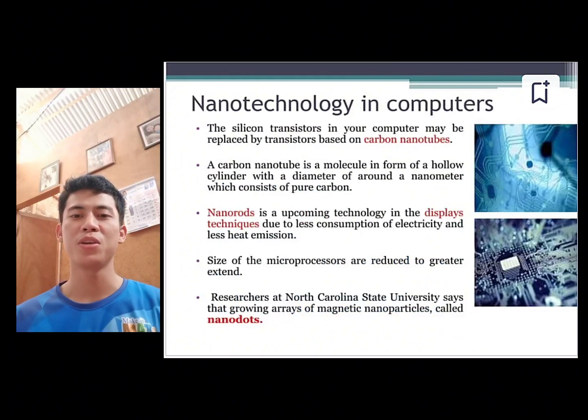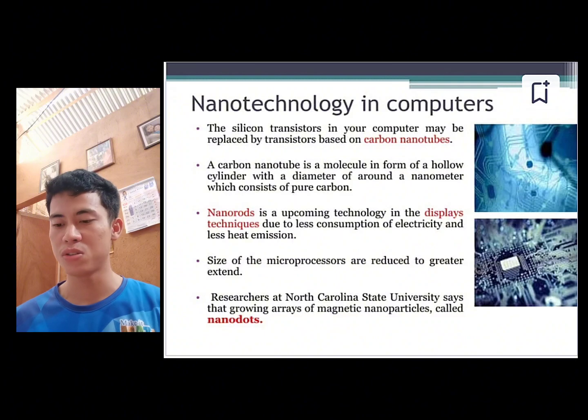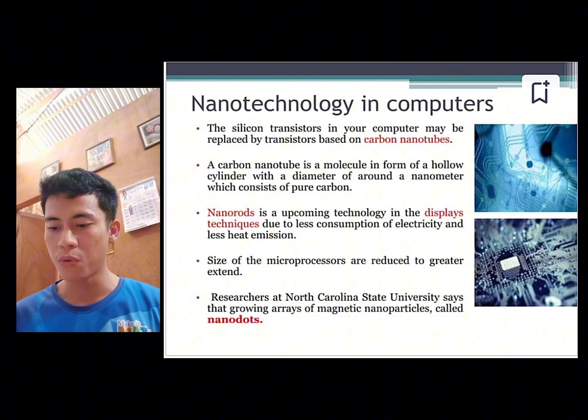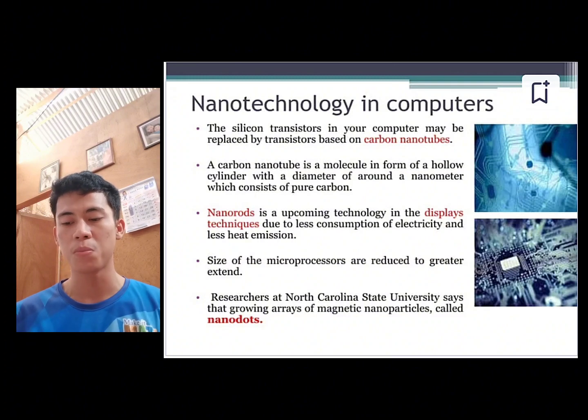So now I will continue the topic that is all about nanotechnology. Nanotechnology in computers: the silicon transistors in your computer may be replaced by transistors based on carbon nanotubes. A carbon nanotube is a molecule in the form of a hollow cylinder with a diameter of around a nanometer, which consists of pure carbon. Nanorods are an upcoming technology in display techniques due to less consumption of electricity and less heat emission. The size of microprocessors is reduced to a greater extent.